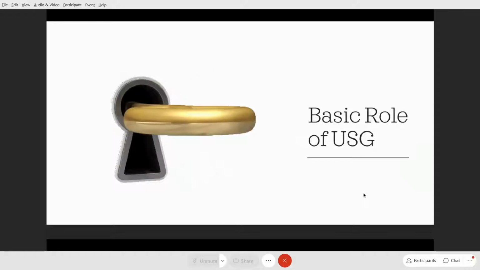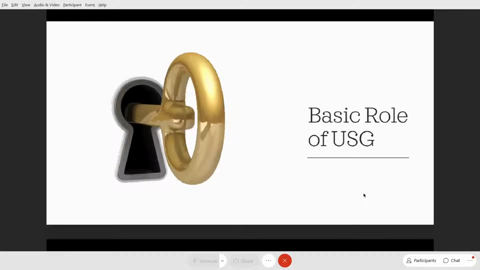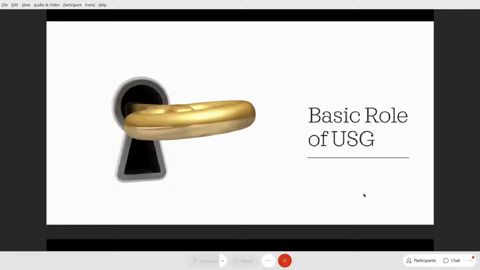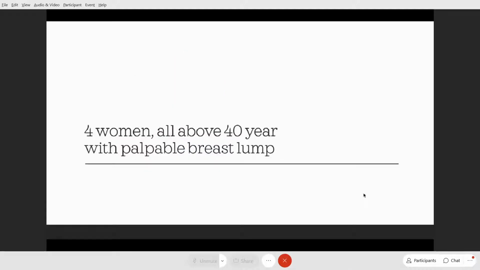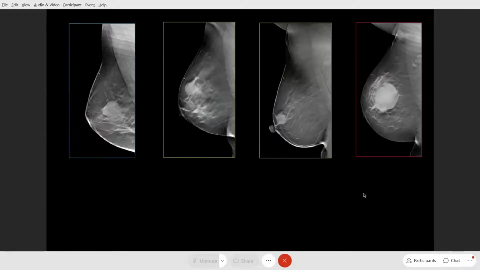The first set is the set of cases where ultrasound plays the key role in the diagnosis of the particular set of patients. The first set is a set of four women, all of them above 40 years, with a palpable breast lump. Because they were above 40 years and presenting with a breast complaint, obviously we would start with the mammogram. So these are the four mammograms of those patients. What do we see? We see a mass. Beyond that, we will not be able to tell anything about the diagnosis.